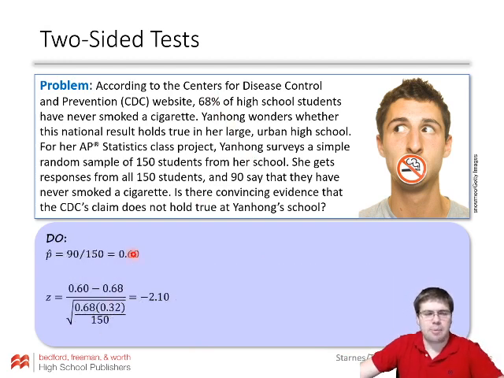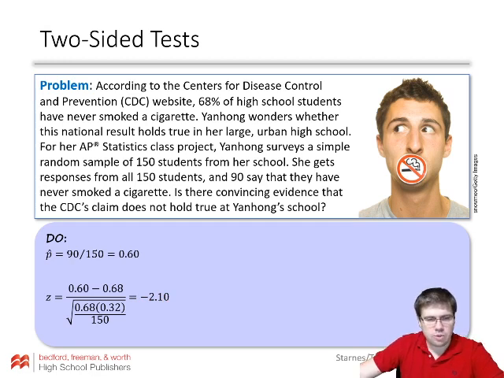So we find our sample proportion. This is our test statistic. 60% is what was actually observed, which is not the same as 68, but is it far enough away? So we do 60 minus 68, and divide by the standard deviation, the square root of 0.68 times 1 minus 0.68 over n, and get a z-score of negative 2.1.